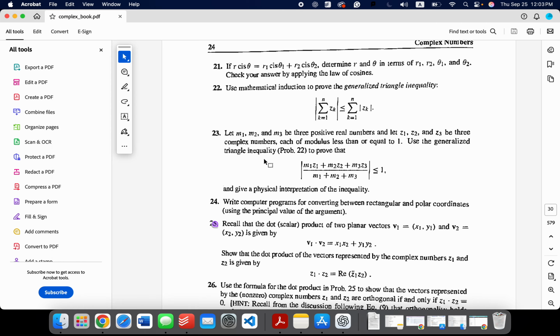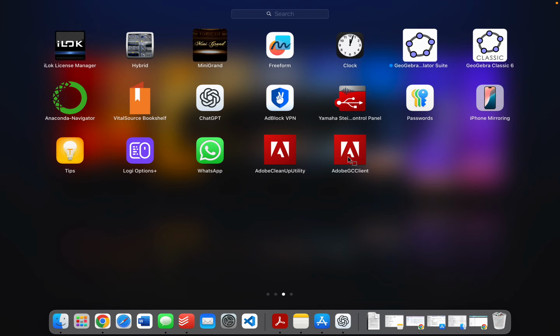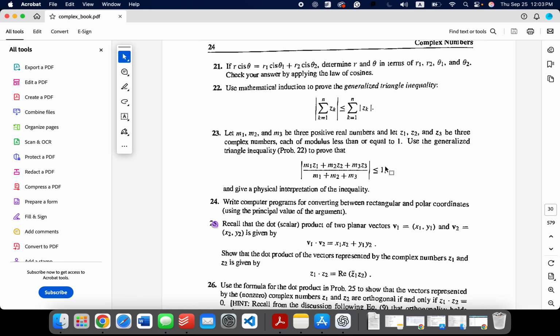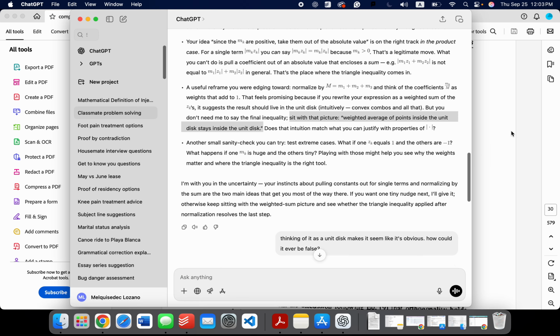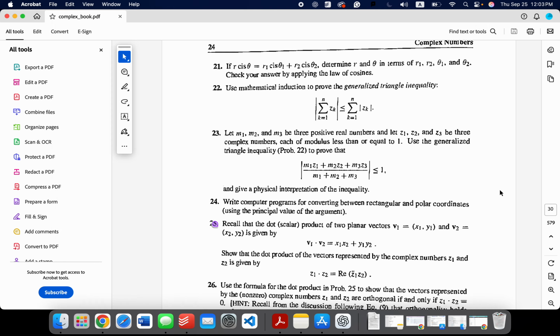So I feel like some people that are quick with this, I might say you're one of them, could have seen z1, z2, z3 that have modulus less than or equal to 1 and immediately thought, oh, okay, so these are complex numbers within a unit disk. That thinking didn't happen for me, but when ChatGPT pointed it out, that's when I was like, wait, where is that coming from? How is this coming from a unit disk?